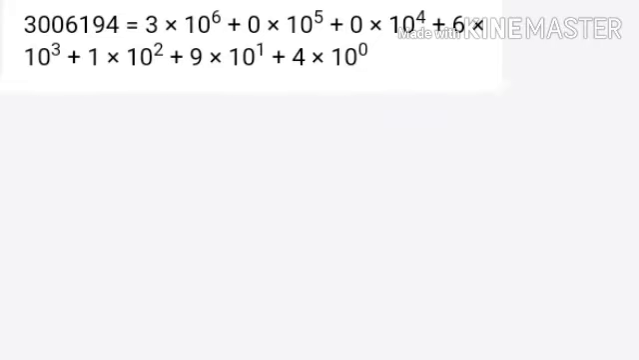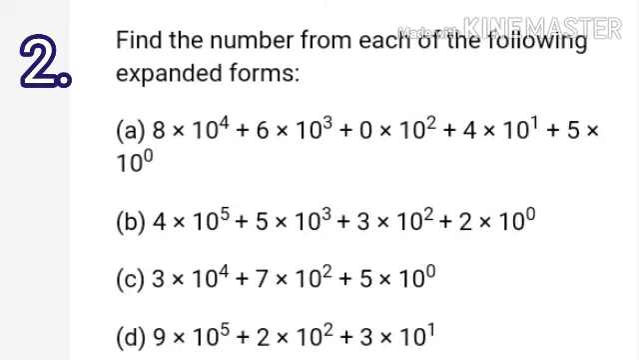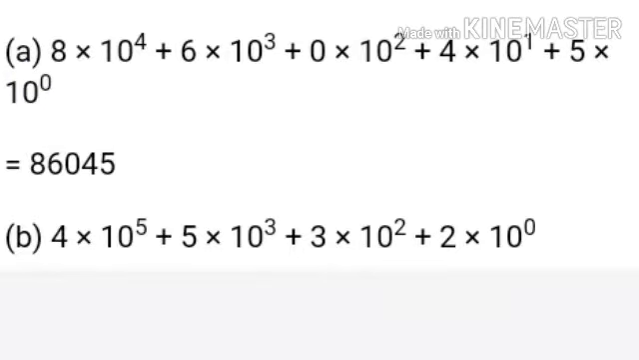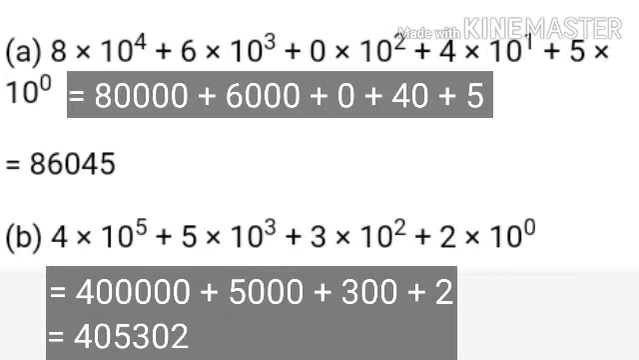Question number 2. Find the number from each of the following expanded forms. A. 8 into 10 to the power 4 plus 6 into 10 to the power 3 plus 0 into 10 square plus 4 into 10 to the power 1 plus 5 into 10 to the power 0. We can write it 80,000 plus 6,000 plus 0 plus 40 plus 5 is equal to 86,045.